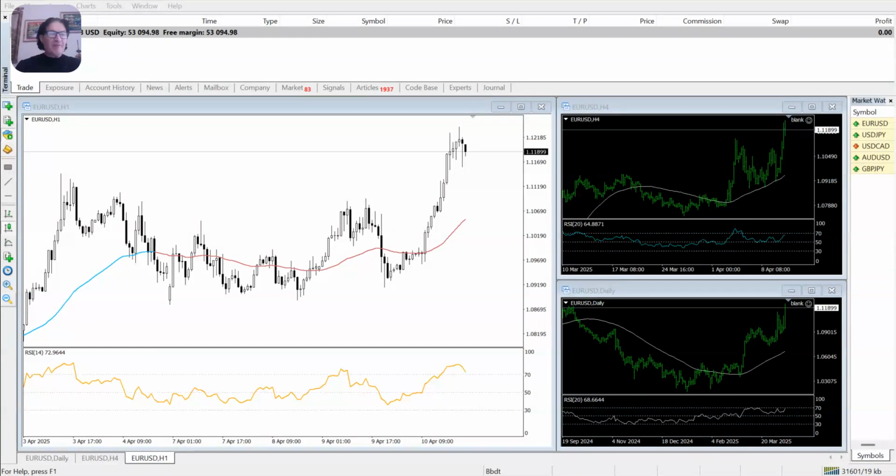The 50 EMA breakout with the RSI filter is most definitely a solid trading strategy.